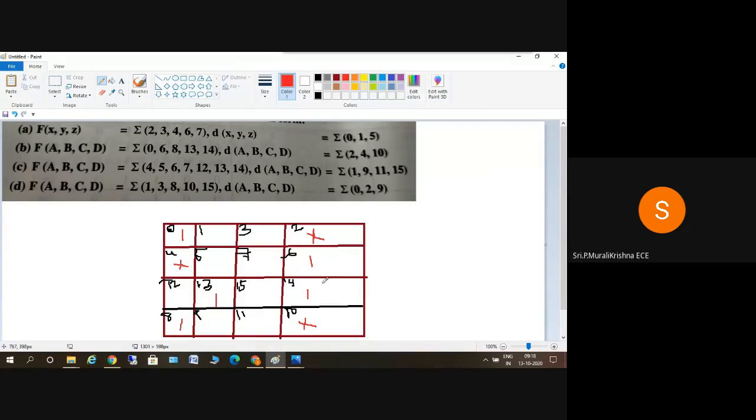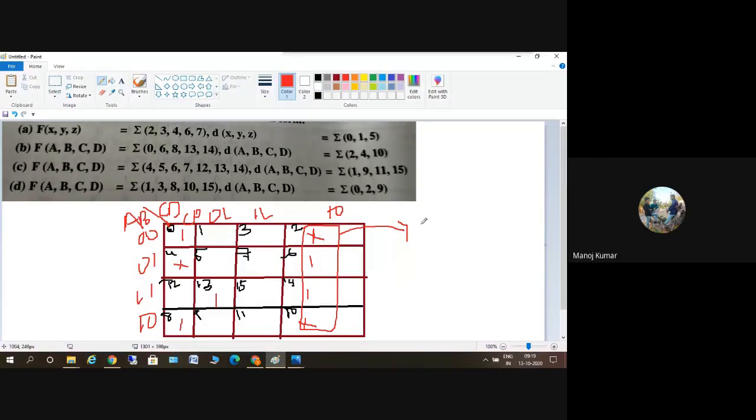So here, what can I do? I can form 1 quad here. So what is this quad term here? This is AB, and this is CD. So 0 0, 0 1, 1 1, 1 0. So what is this term here? CD bar. CD bar. Okay.